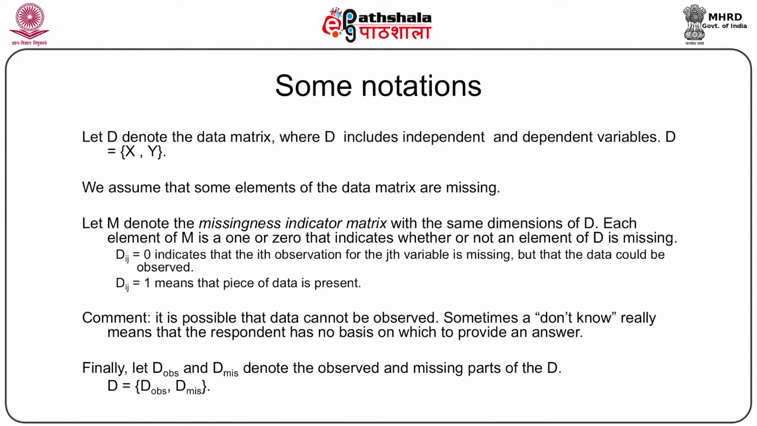It is possible that the data cannot be observed. Sometimes a "don't know" really means that the respondent has no basis on which to provide an answer. Finally, we define D_obs, that is the observed part of the data, and D_miss, that is the part of the data which is missing, to denote the observed and missing parts of the data D. So D is really together D_obs and D_miss.